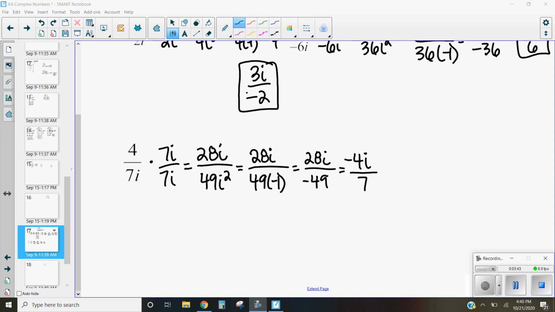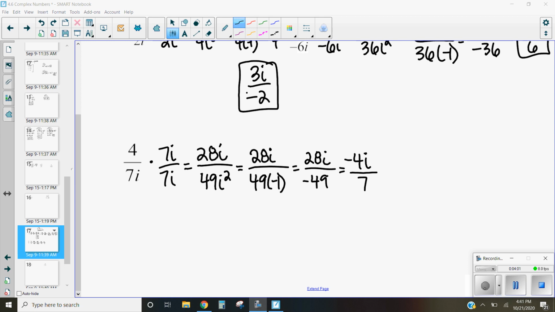Now again, remember, i squared is the same as -1. So really we have 28i over 49 times -1, or 28i over -49. Now 28 and 49 have a common factor of 7, so we can divide by 7 on the top and the bottom, and this simplifies to -4i over 7.